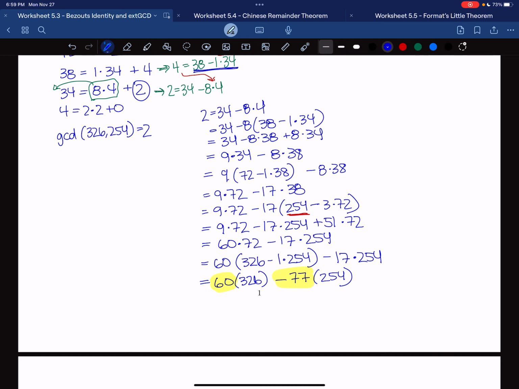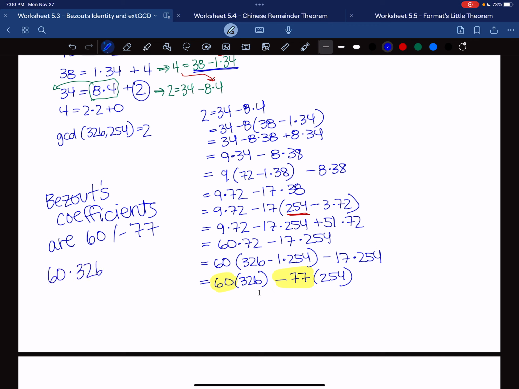And you can check, so that gives us, Bezout's coefficients are the 60 and the minus 77, where 60 times 326 minus 77 times 254 equals 2, which is the GCD of 326 and 254.